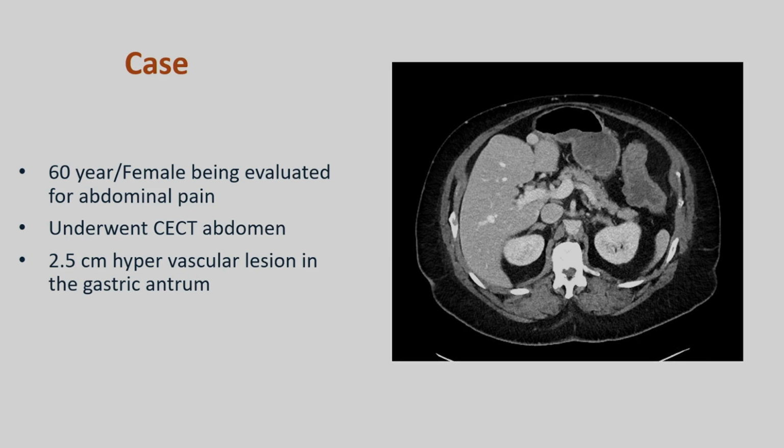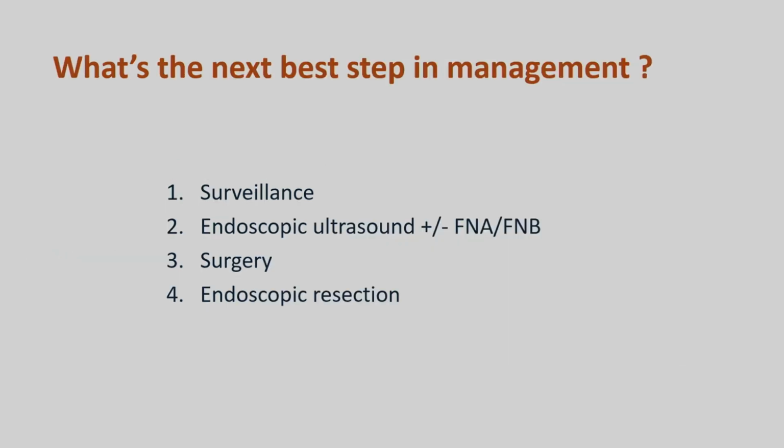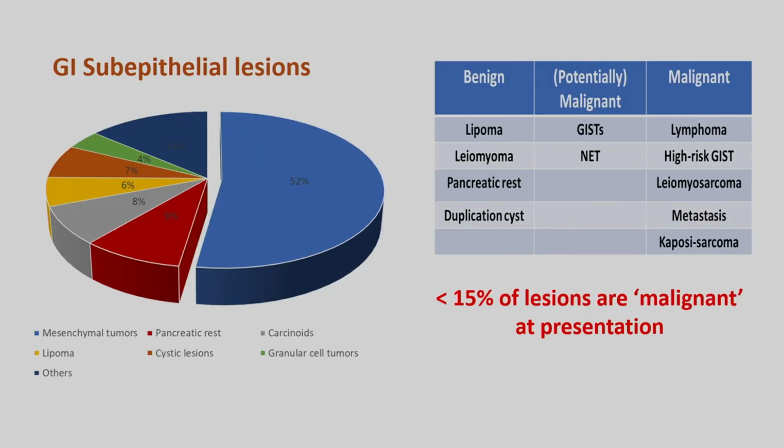As endoscopists, we see subepithelial lesions in the GI tract quite commonly whenever we do scopies, and it has been shown that the percentage of them is about 0.3 to 1% in various studies. So what should we be doing for this patient? Should we do surveillance, EUS, surgery, or endoscopic resection?